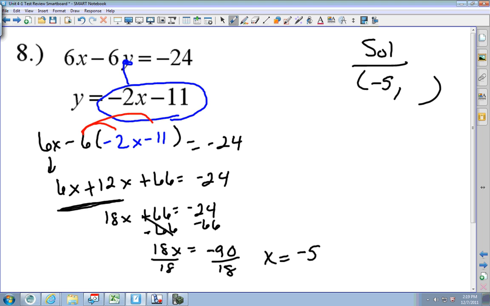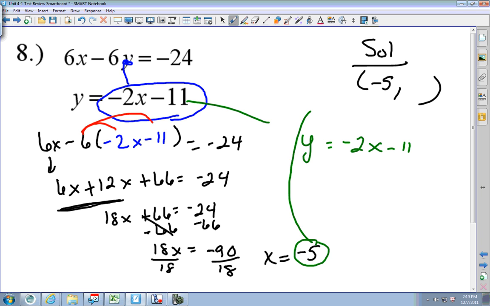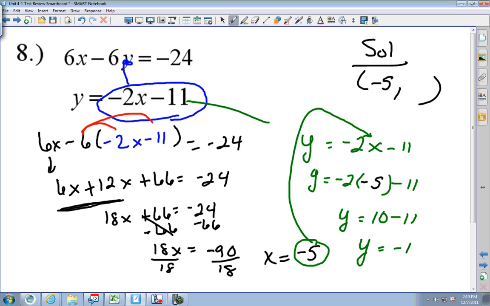I don't know my y number yet. So we're going to bring it over. Bring down one of your equations. Y equals negative 2x minus 11. Remember, I'm going to put this negative 5 in here for x. So I get y equals negative 2 times negative 5 minus 11. Y equals 10. Why is that positive 10? Because a negative times a negative is a positive. Minus 11. Y equals negative 1.